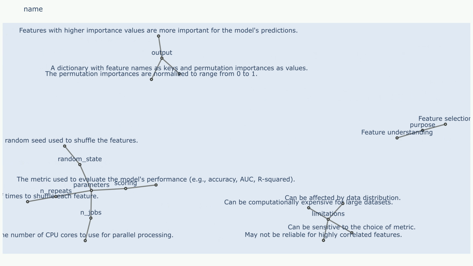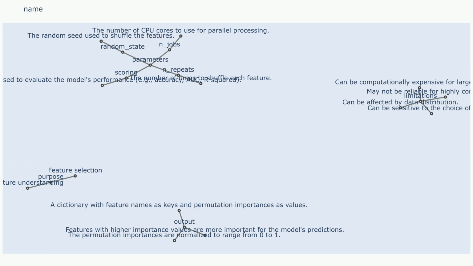3. Performance evaluation. For each shuffled feature, the model is evaluated on the modified dataset. This evaluation uses a chosen metric, e.g., accuracy, R-squared, AUC, to measure the impact of the feature's disruption. 4. Importance calculation. The difference between the original performance score and the score after the feature permutation represents the importance of that feature. A large drop in performance signifies that the feature was crucial for the model's predictions.